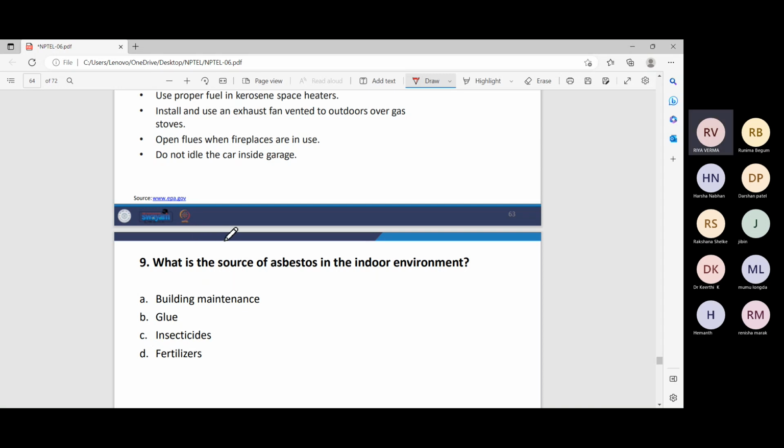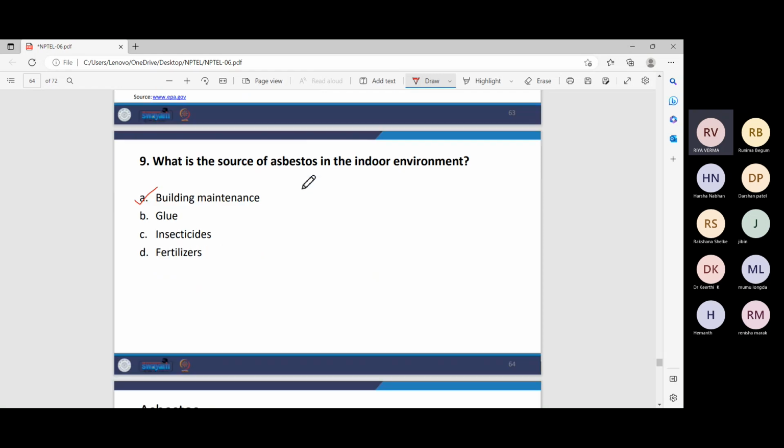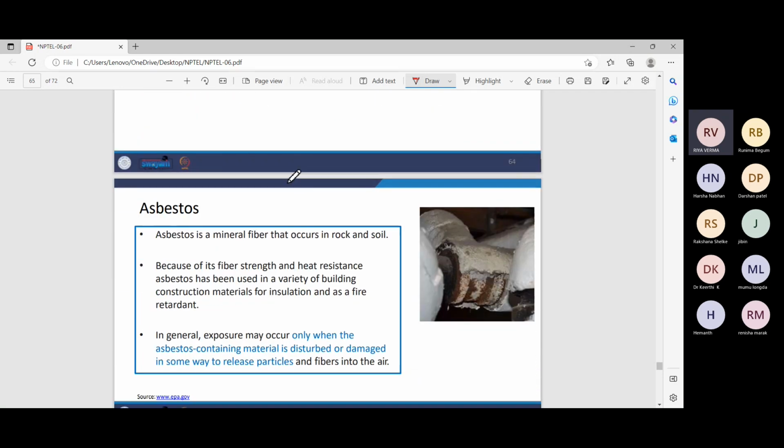Next is, what is the source of asbestos in the indoor environment? First is your building maintenance, next is glue, next is insecticides, next is fertilizers. So this building maintenance leads to a high level of asbestos in the indoor environment. So basically, what is asbestos? Asbestos is a mineral fiber that occurs in the rock and soil, and since it has a high fiber strength, it has been widely used in a variety of buildings and construction materials, and also as a fire retardant.